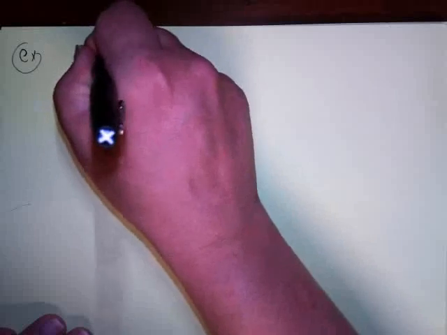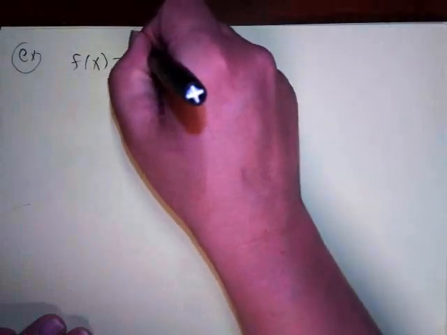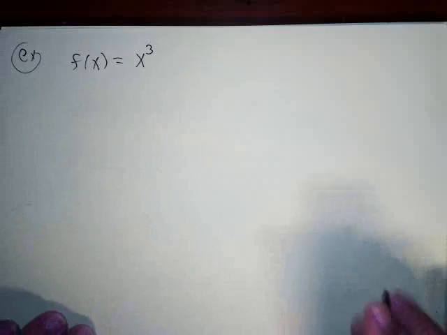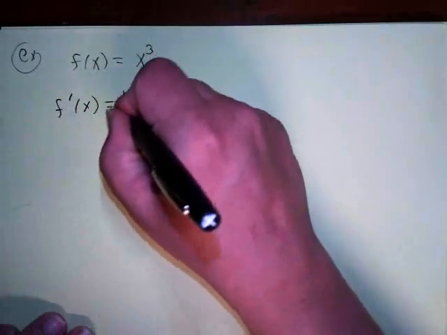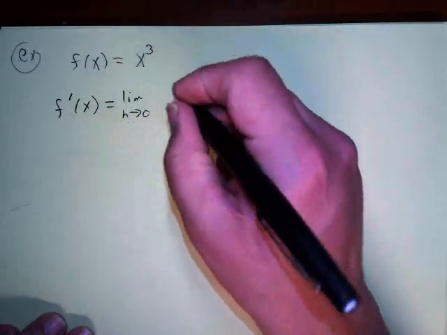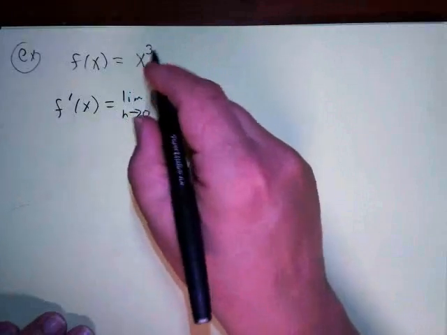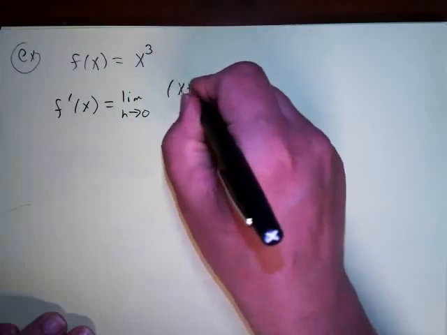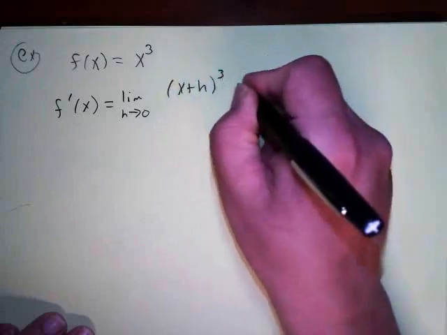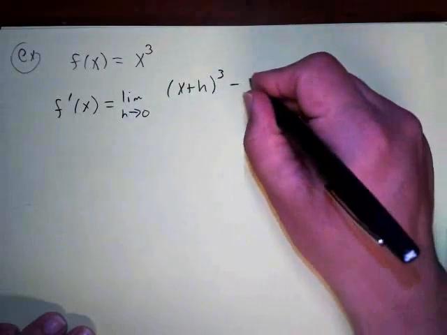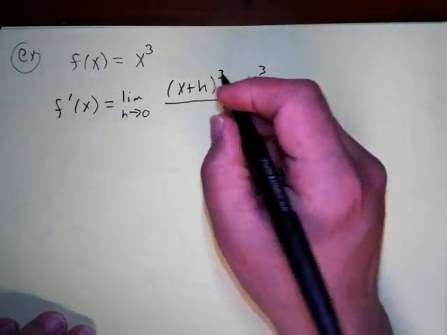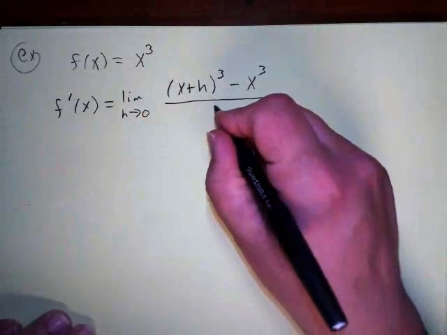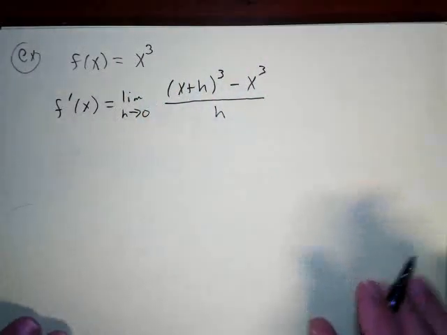What I want to do here is just the following function. So f of x is equal to x cubed. We haven't done x cubed yet. So I want to find f prime of x. And this is going to be the limit as h goes to 0 of, I'm going to put x plus h into x cubed. So it would be x plus h cubed minus just f of x, which is x cubed, all over h. So it would look like that.